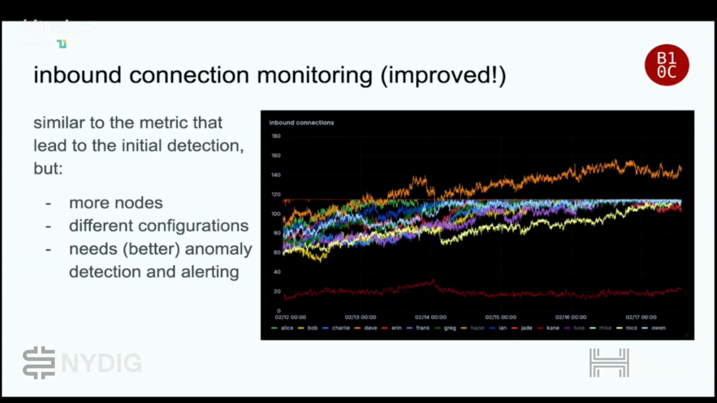And one thing I did after seeing this attack was to improve the dashboard for this. So I have a specific dashboard for inbound connections over time. This is very similar to the metric that led to the initial detection of this. And I run more nodes, in different configurations and different locations. Maybe some of them don't have a mempool, so they wouldn't be affected by this. Others are very low-powered CPU nodes, so they are way more affected by this.